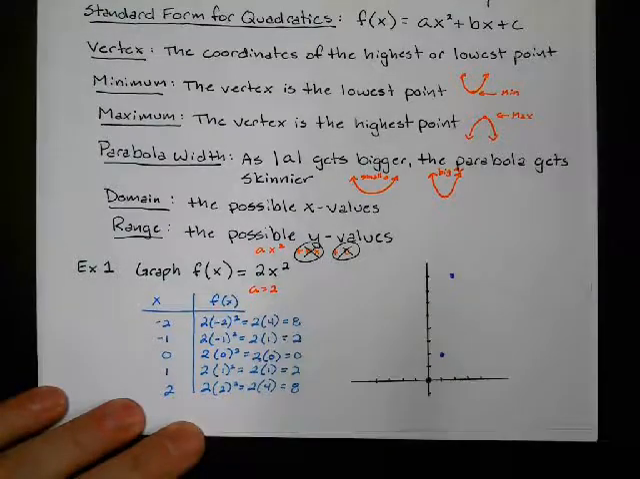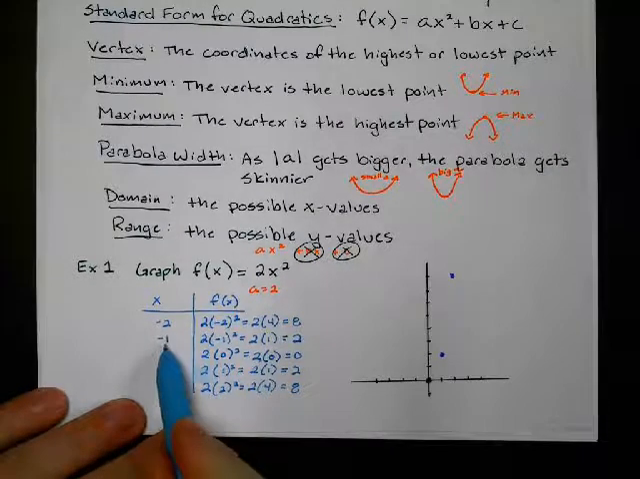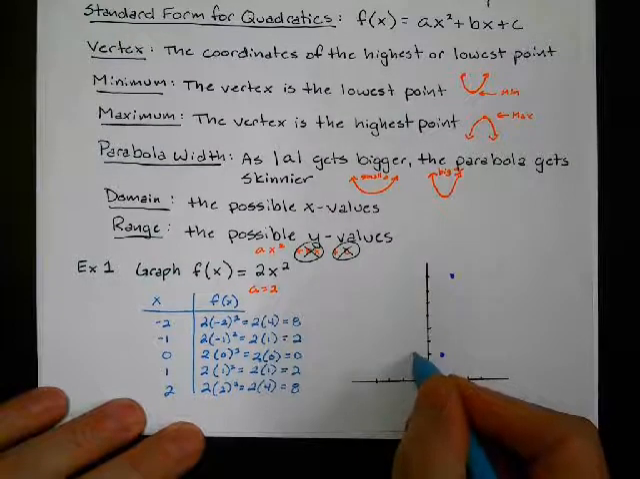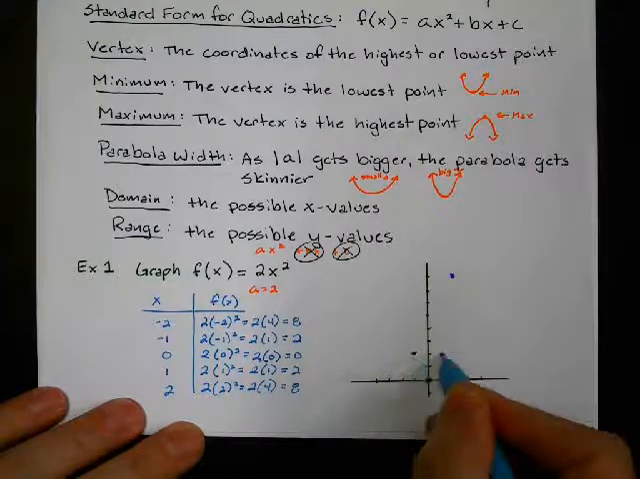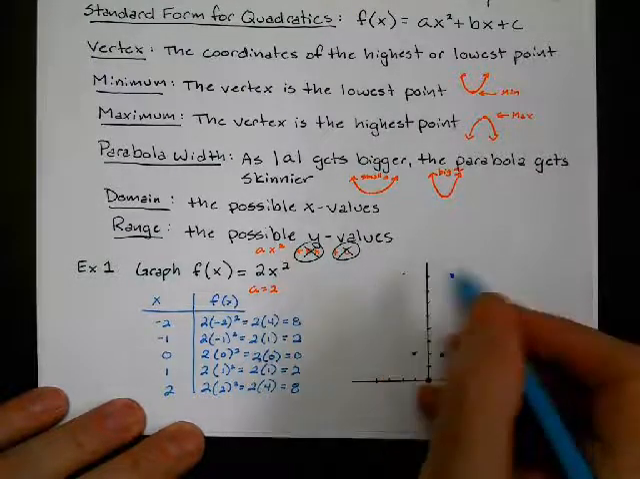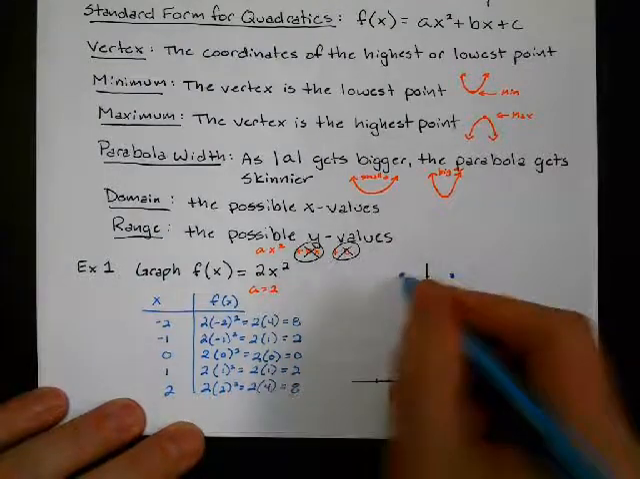Now if I plug in -1, I get 2. So -1, 2. See where we're getting there? We're getting that mirror image. It's the same on either side. And then if I plug in -2, I also get 8 up here. Okay, so there's our parabola.